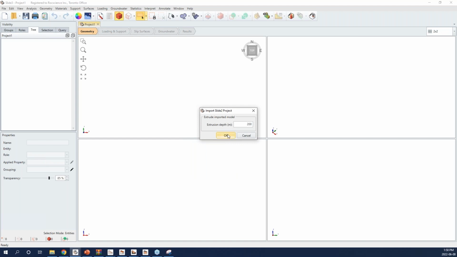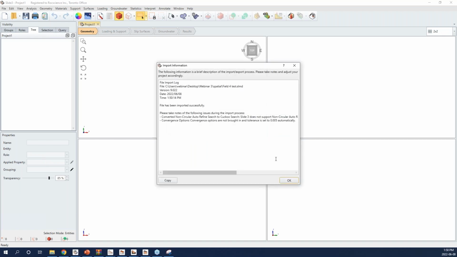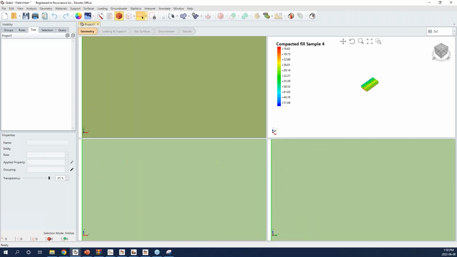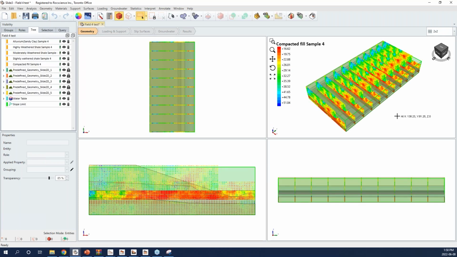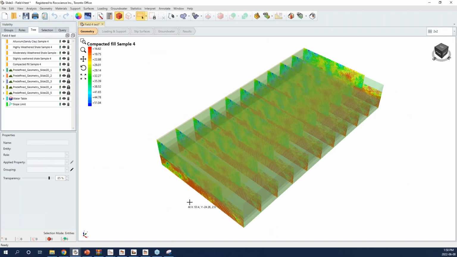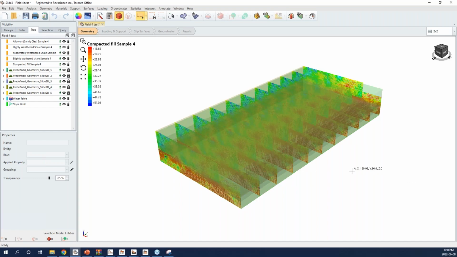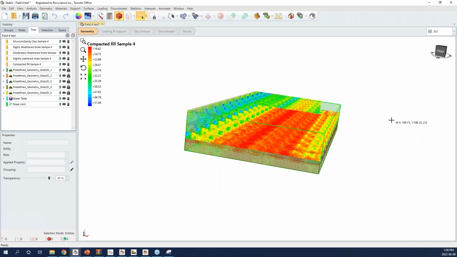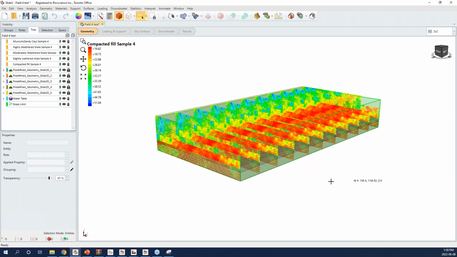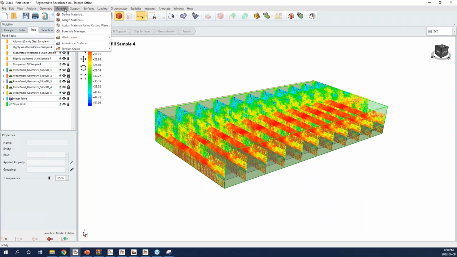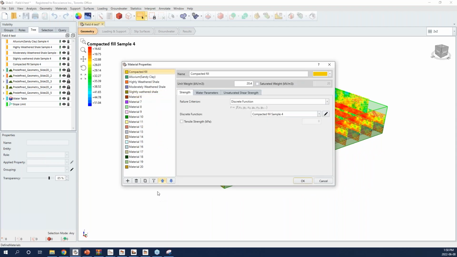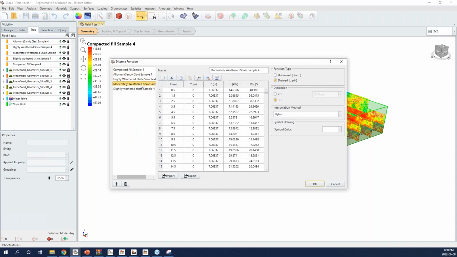It's going to give me a suggestion for the extrusion depths. I'm going to keep it. And yeah, so this is the field that we brought from Slide 2, and you can see that this is defined as a discrete function. And yeah, it's changing spatially in my model. If we go to the material, define material, you can see that this is the discrete function defined, and for different layers.